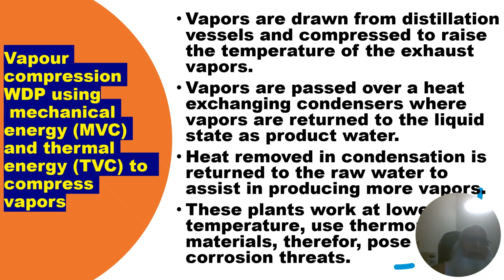This slide shows a vapor compression water desalination plant using mechanical energy and thermal energy to compress vapors. Vapors are drawn from distillation vessels and compressed to raise the temperature of the exhaust vapors. Vapors are passed over heat exchanging condensers where vapors are returned to the liquid state as product water. Heat removed in the condensation is returned to the raw water to assist in producing more vapors. These plants work at lower temperature using thermoplastic materials, therefore pose no corrosion threats.